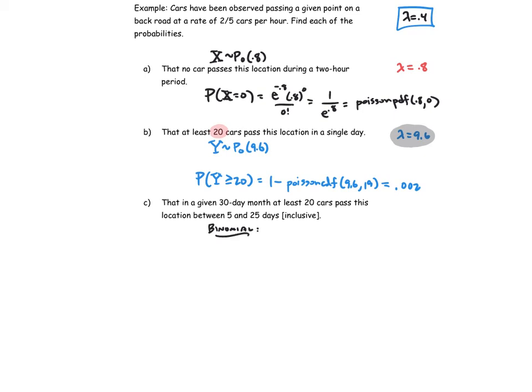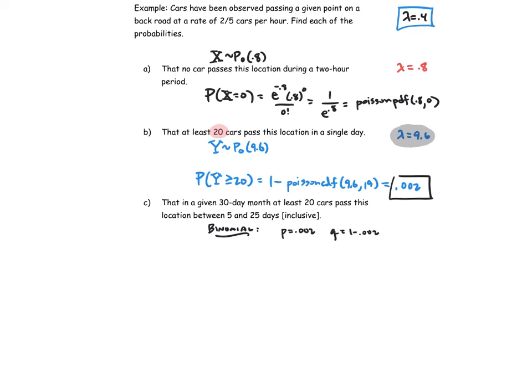So we want to know on any given day, what's the probability that 20 cars pass this location? Well, we already know it. It's 0.002, right? So this is binomial with P equal to 0.002 and Q equal to 1 minus 0.002.